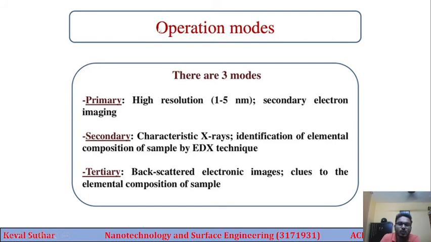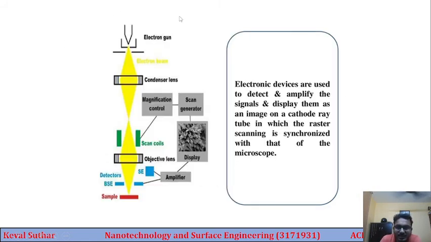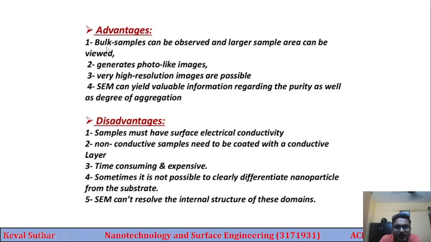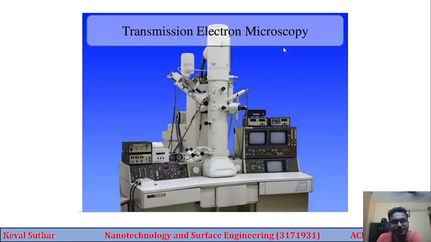Then there are operation modes, that is primary, secondary and tertiary. This is again the repetition of the previous image only. And these are the advantages and disadvantages of scanning electron microscopy.